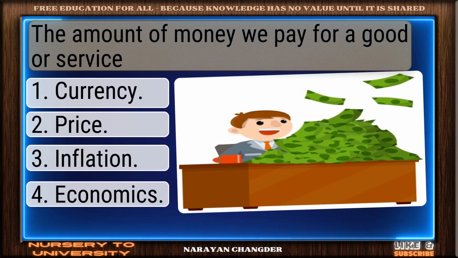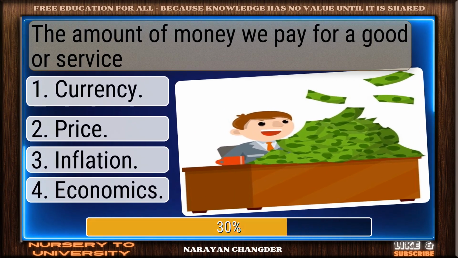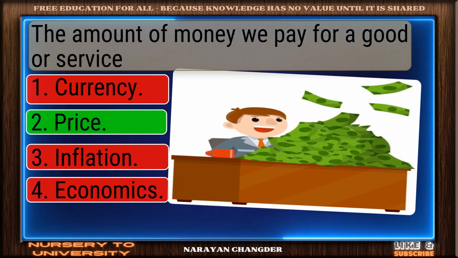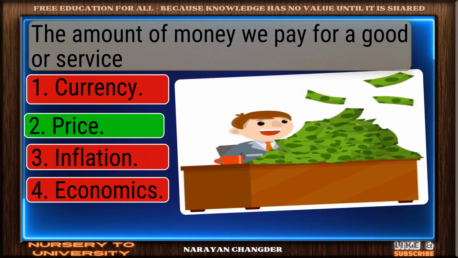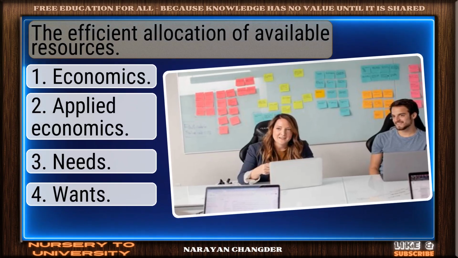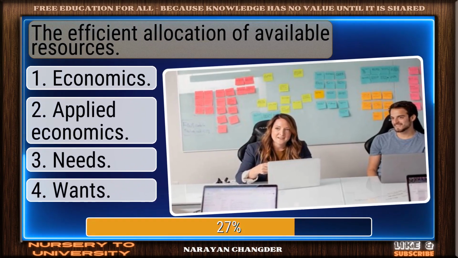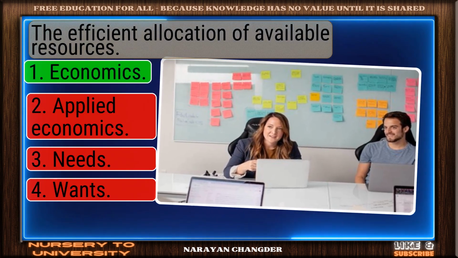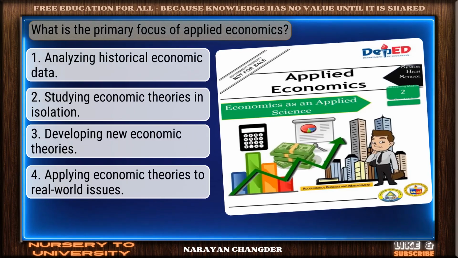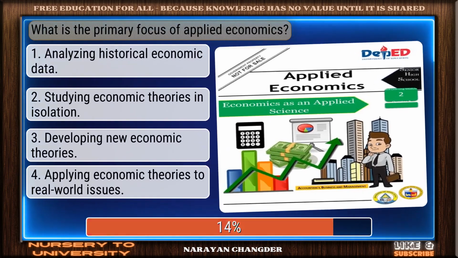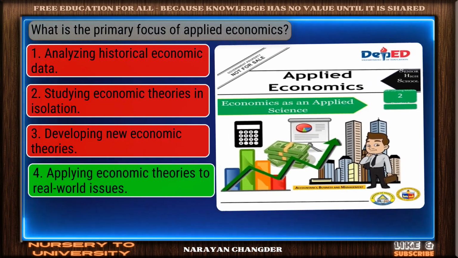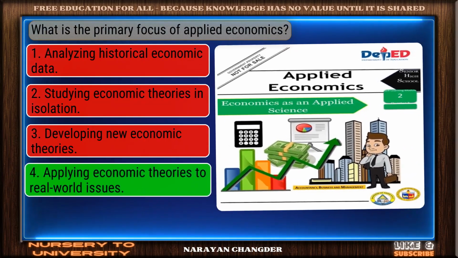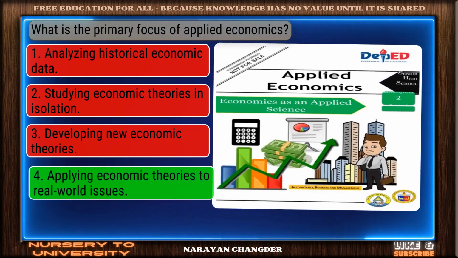The amount of money we pay for a good or service. Nice selection. Price is the correct and valid answer. The efficient allocation of available resources. You're right. Economics is the correct answer. What is the primary focus of applied economics? Excellent. Applying economic theories to real-world issues is a brilliant choice.